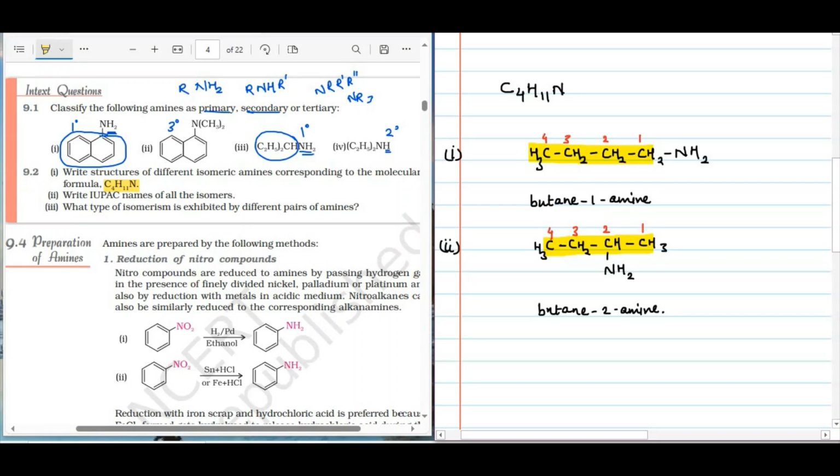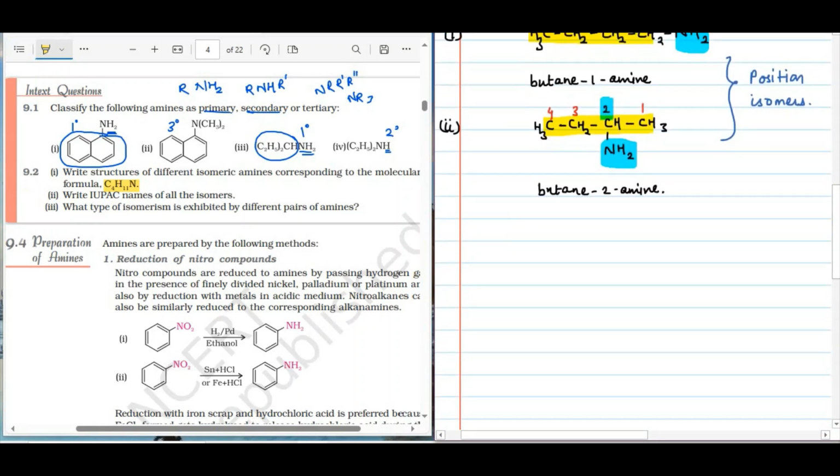In both the structures, the position of the functional group has changed. Here amine is bonded to the first carbon, while here amine is bonded to the second carbon. So there is only a change in the position of the functional group. So that's why these two isomers are position isomers. Now let's draw another structure. This time we can change the skeletal structure of the hydrocarbon.